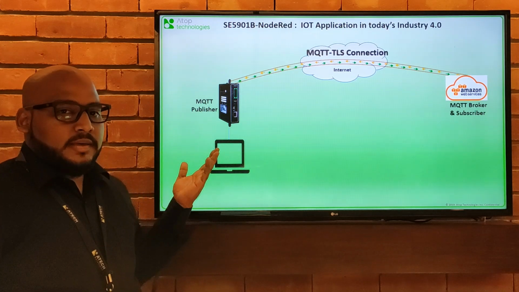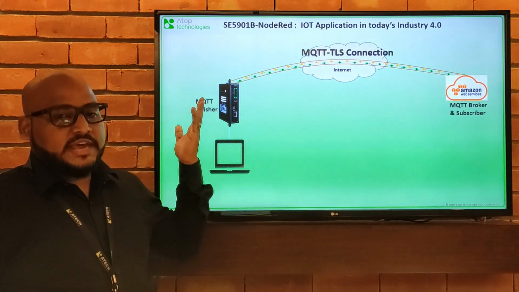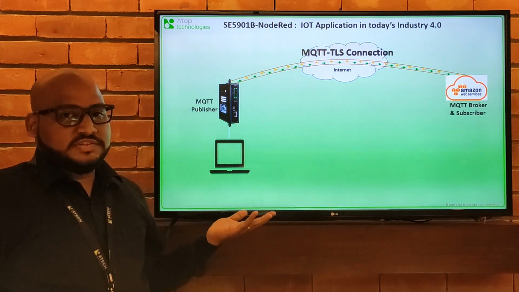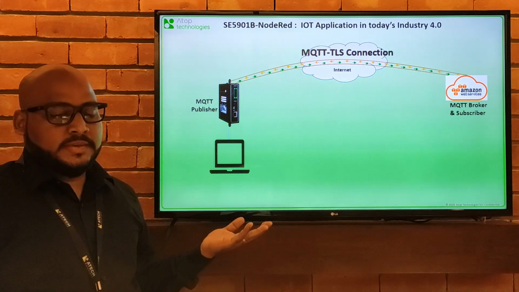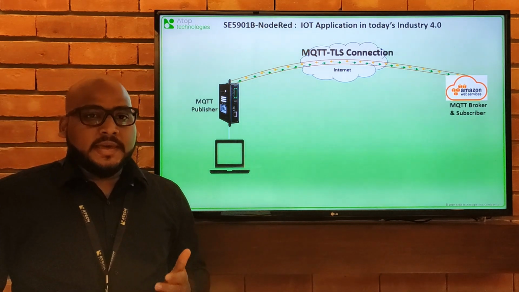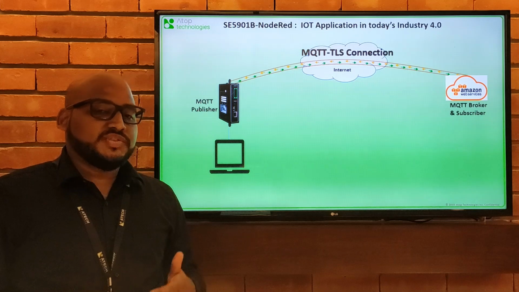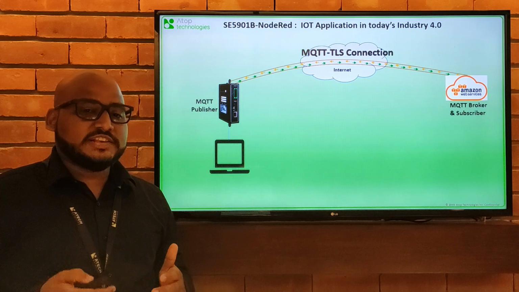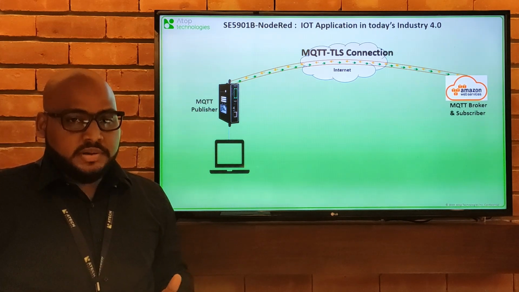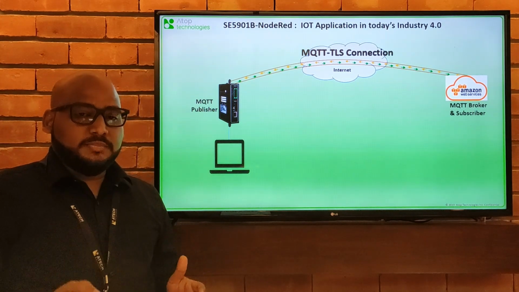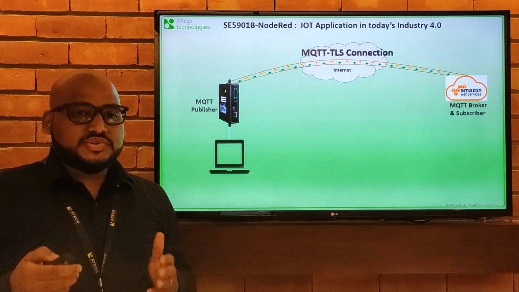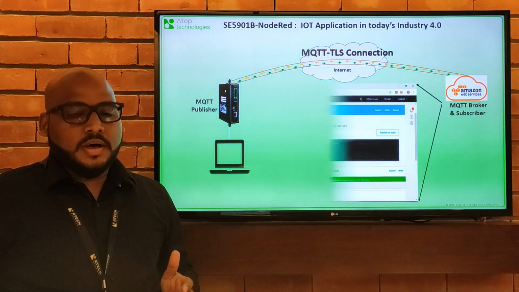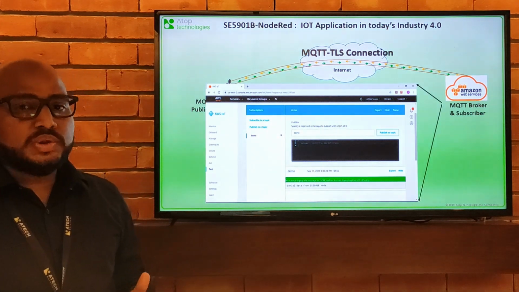Now, SE5901B establishes a secure MQTT TLS connection to the Amazon Web Services via the internet. Now, any data that is sent to any interface on the SE5901B is seamlessly updated on the cloud application as well. For this example, we will send data to the serial port of the device and the same string is read on the AWS console as well.